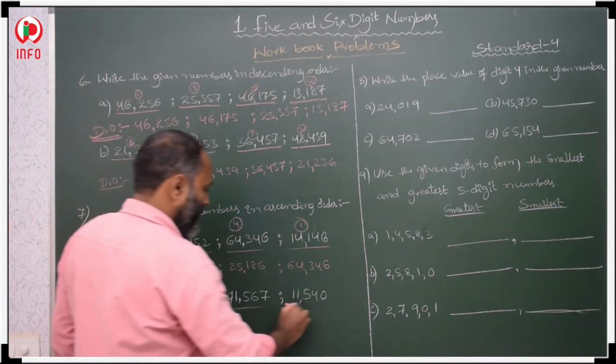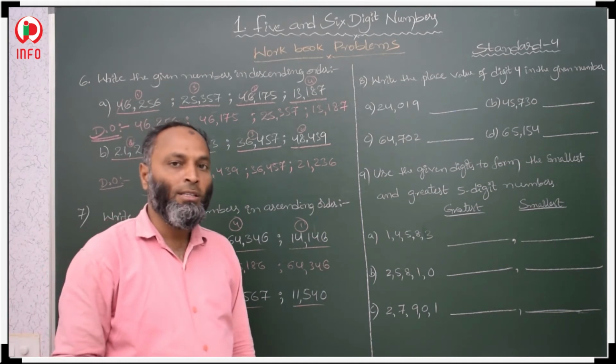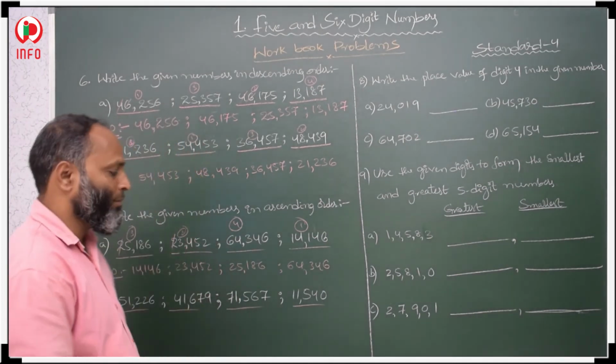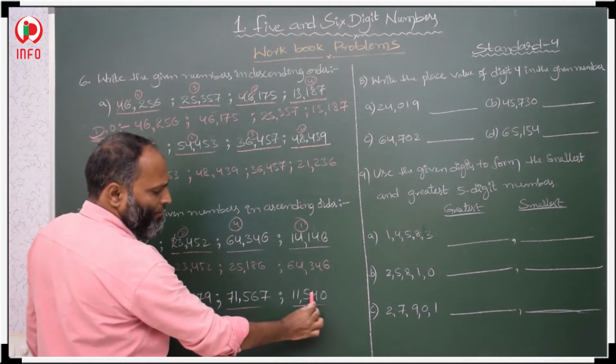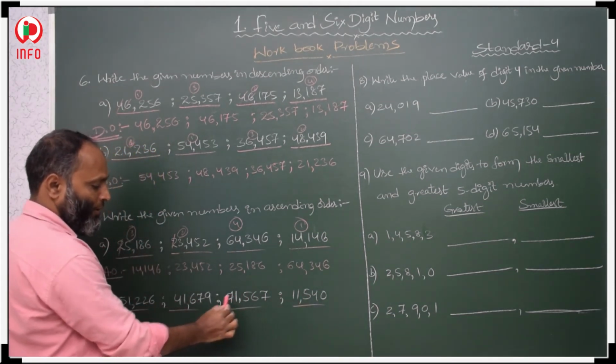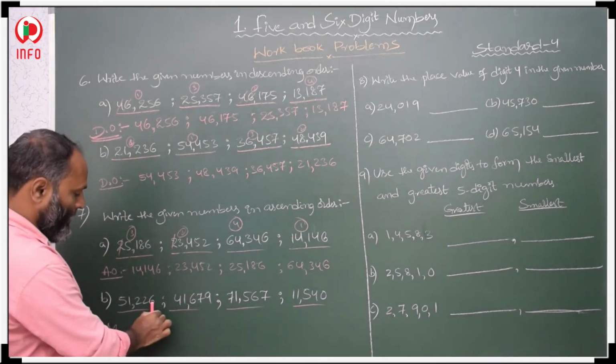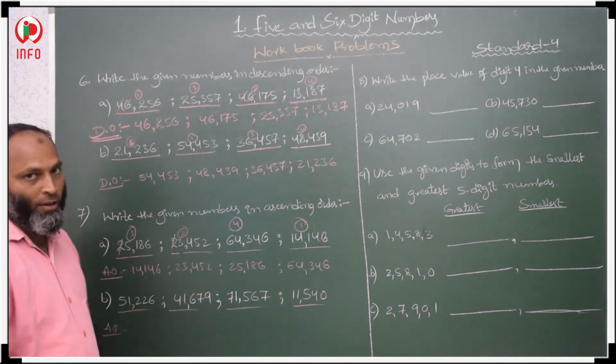Four numerals are here. In these four numerals we have to check how many digits are there first. Number of digits: 1, 2, 3, 4, 5. In all, 5 digits are there.